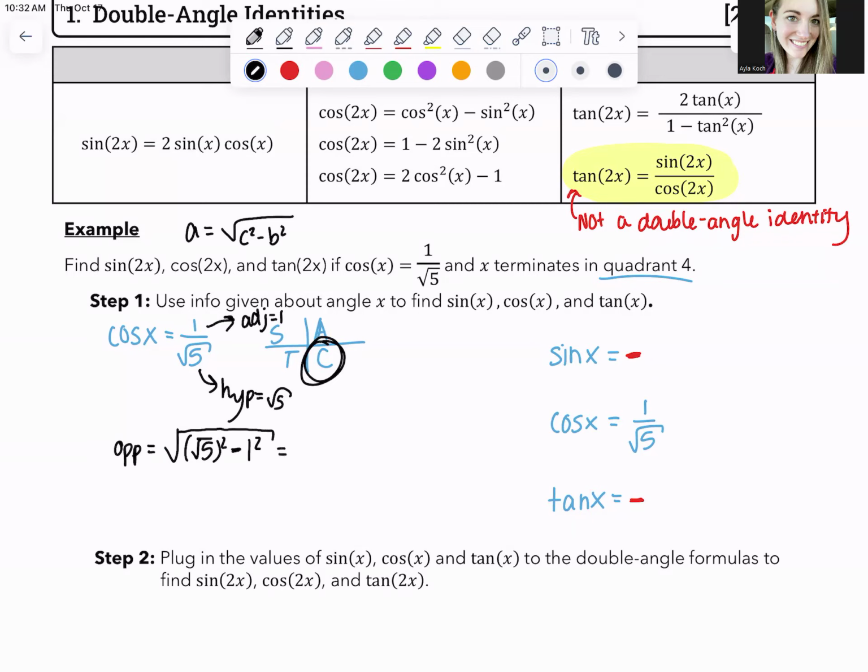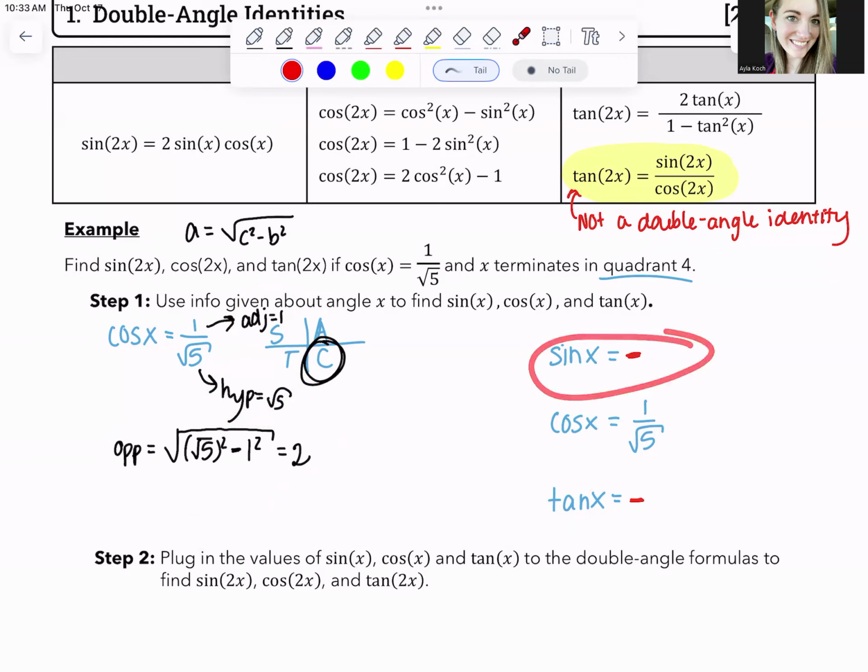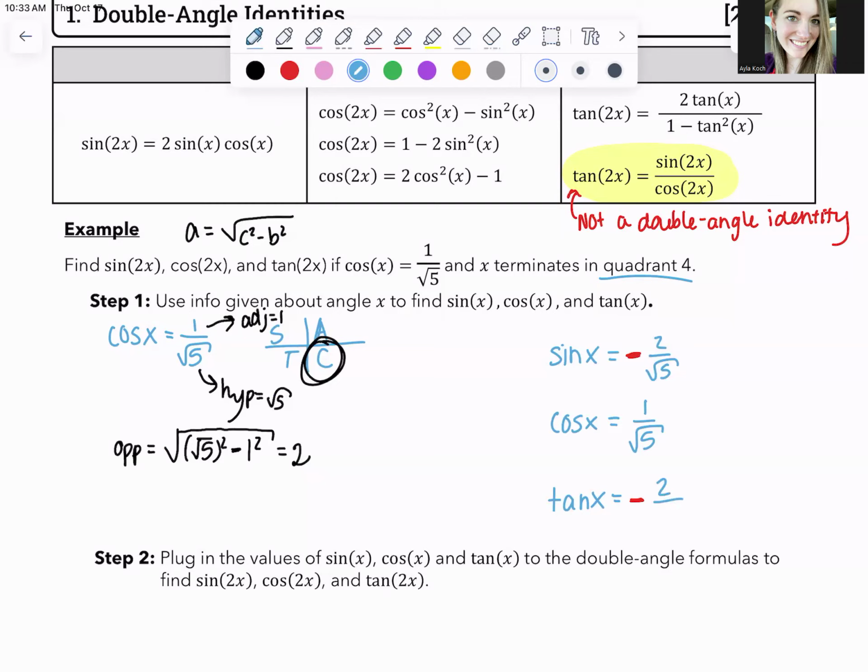That's going to be square root of 4, which is just 2. So the adjacent side is 1, hypotenuse is square root 5, opposite is 2. This is all, again, for angle x, and I can fill in this missing information. So sine of angle x, that's opposite 2 over hypotenuse square root 5. Tangent of angle x is going to be opposite, which is 2, over adjacent, which is 1. So this comes out to just negative 2.